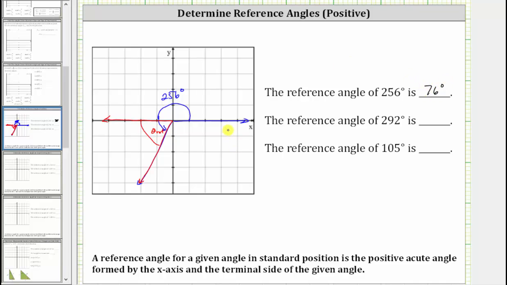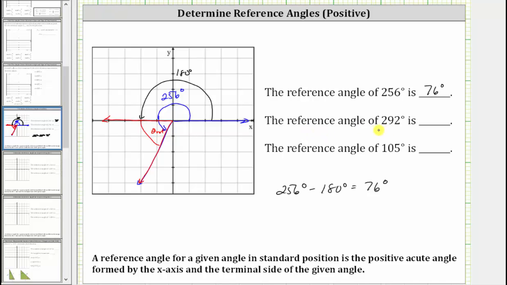If we don't recognize this, then we can take the given angle of 256 degrees and subtract 180 degrees, and that will give us the measure of the reference angle. Notice 256 degrees minus 180 degrees is equal to 76 degrees.